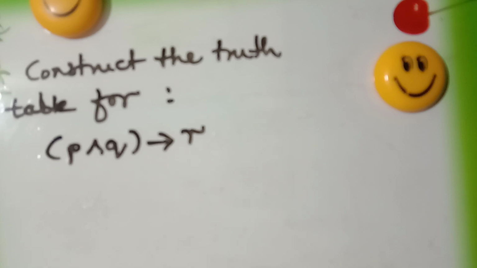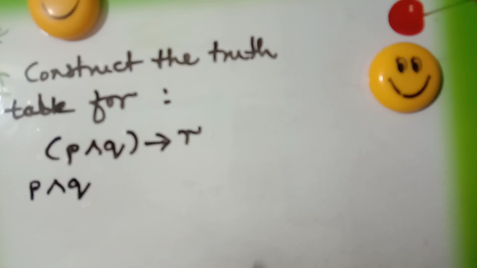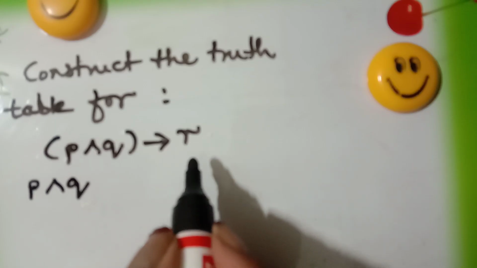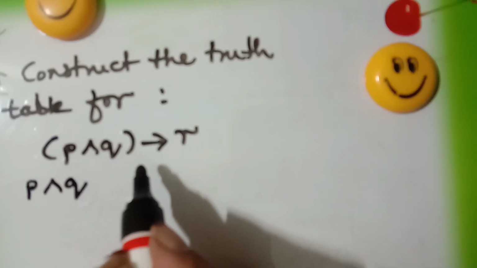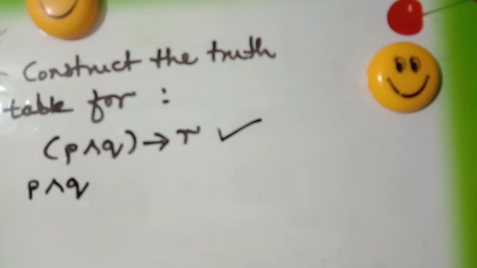So first of all, we are going to take a look at the truth table for P and Q. Then we'll also see what is the truth table for P implies Q, and then we'll combine all that and construct the truth table for this particular statement. So we will now write the truth table for P and Q.